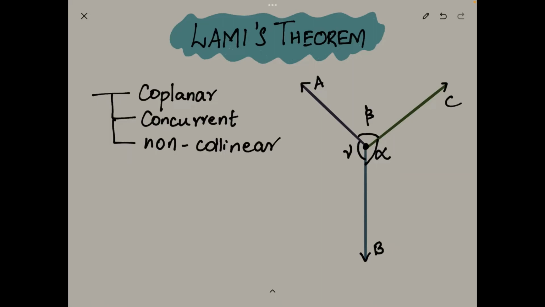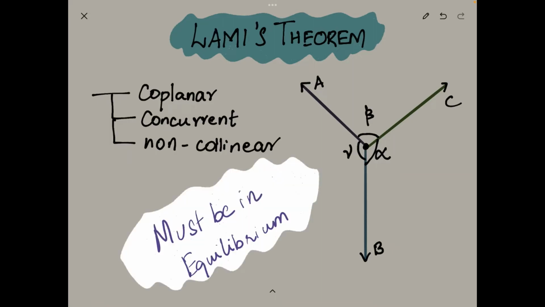If these terms coplanar, concurrent and collinear seem odd to you, you should check out lesson number 3 where we had already discussed them in detail. Alright, so what does Lami's theorem say? Well, it gives the relationship between these three forces which are concurrent, coplanar, non-collinear and are in equilibrium.